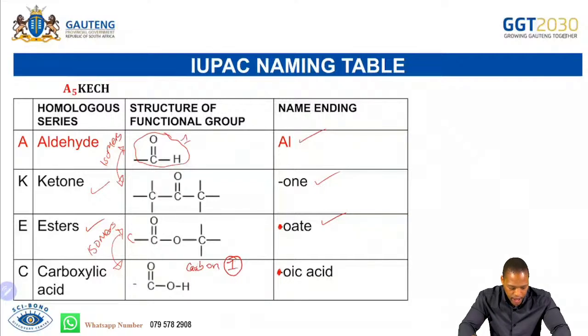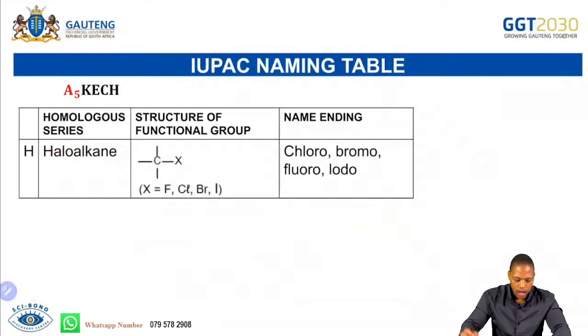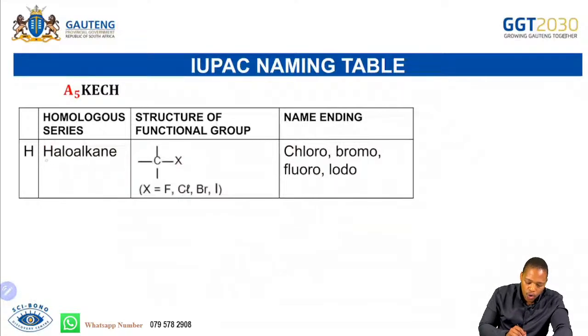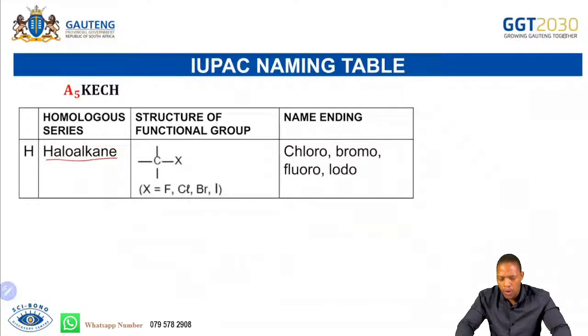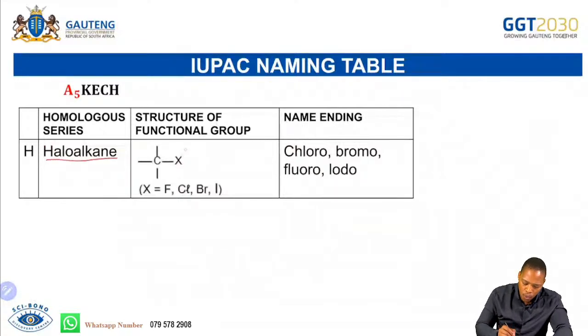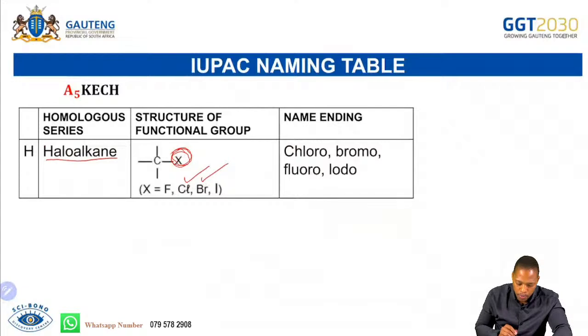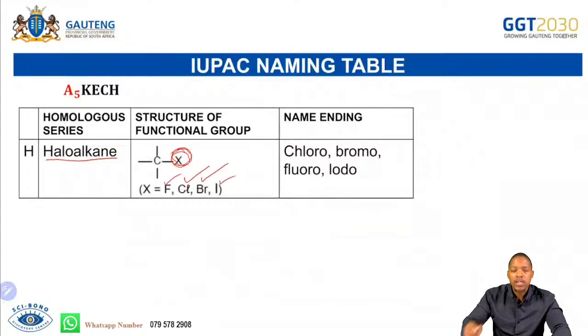And lastly, the H on our R5 catch. The H stands for the haloalkanes. And how are we going to see the haloalkanes in the structure? We see that there's a structure that has an X, or has an attachment of X. In this case, X could be a chlorine, it could be a bromine, it could be a fluorine, and it could also be an iodine.